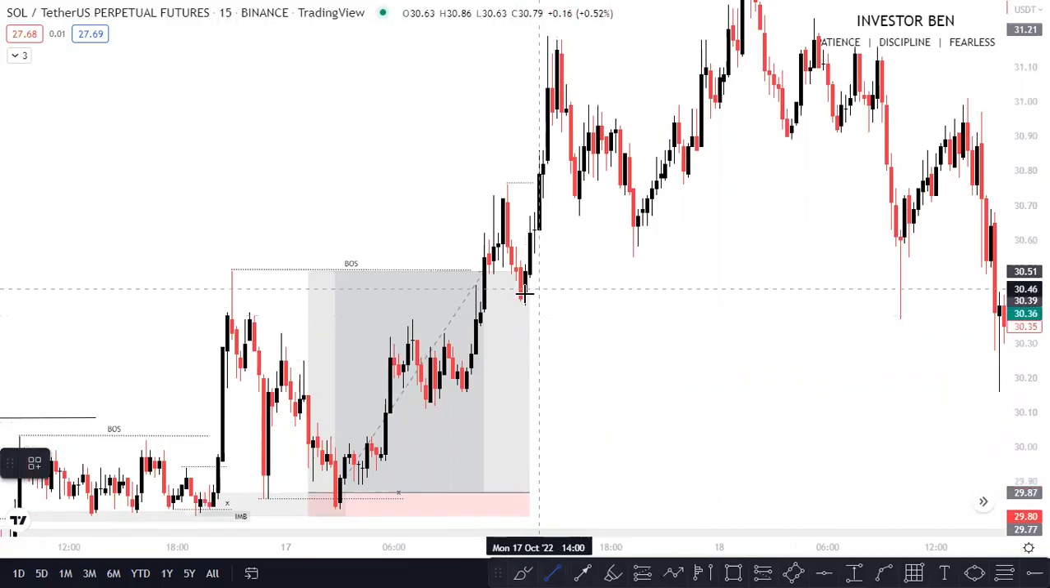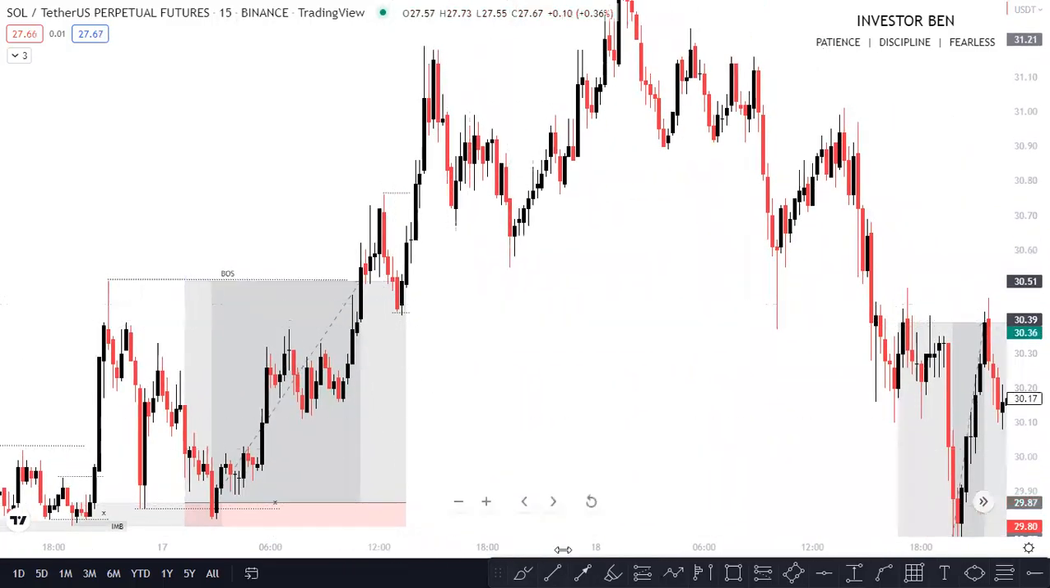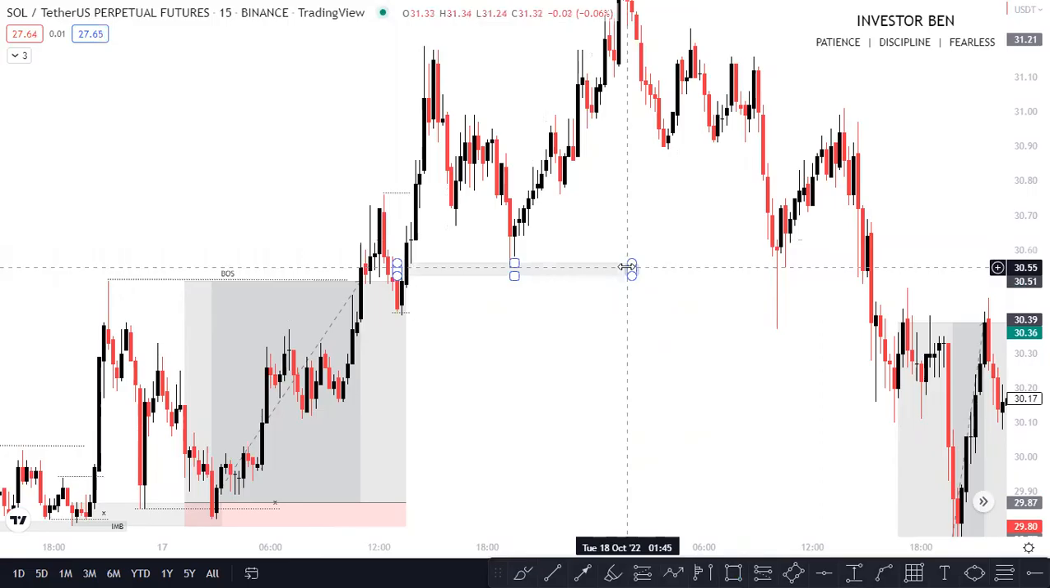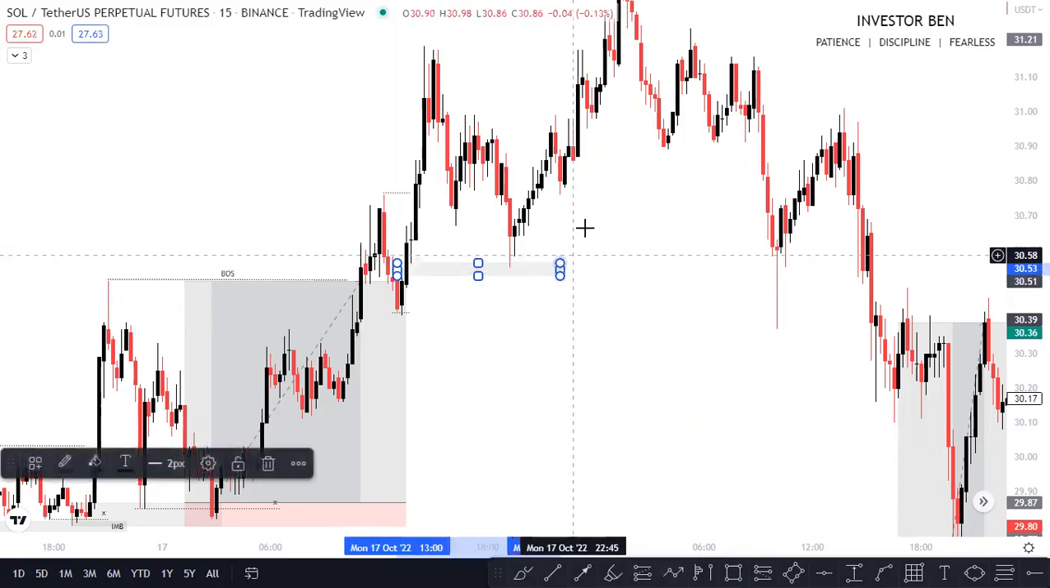It took out this low and it has an imbalance, right? Remember, price can buy from an imbalance. Imbalances, or FVGs, are actually demand and supply zones too, just like how other blocks are demand and supply zones.